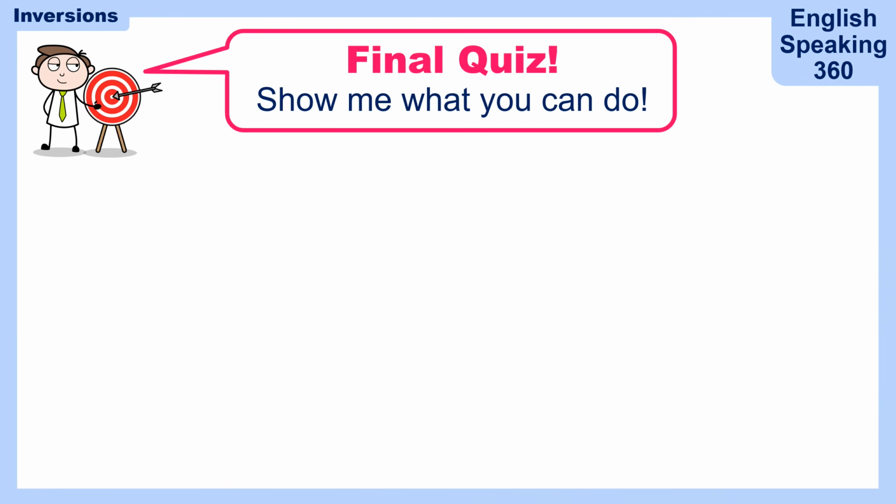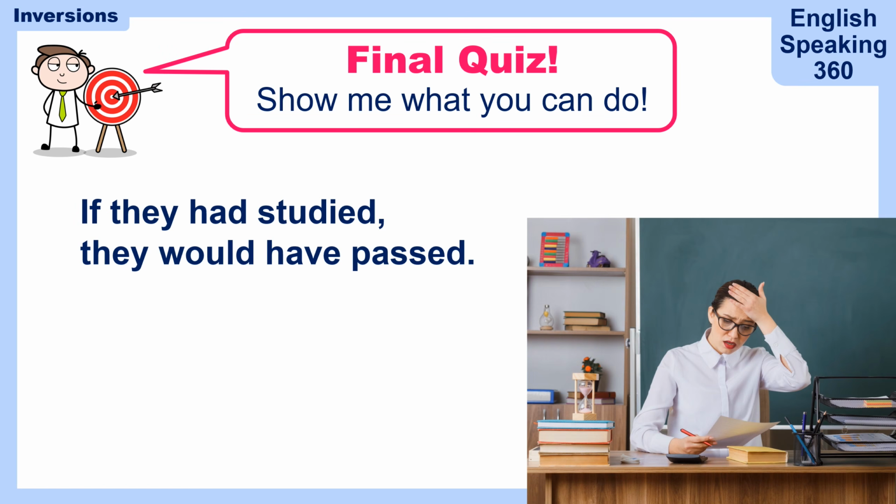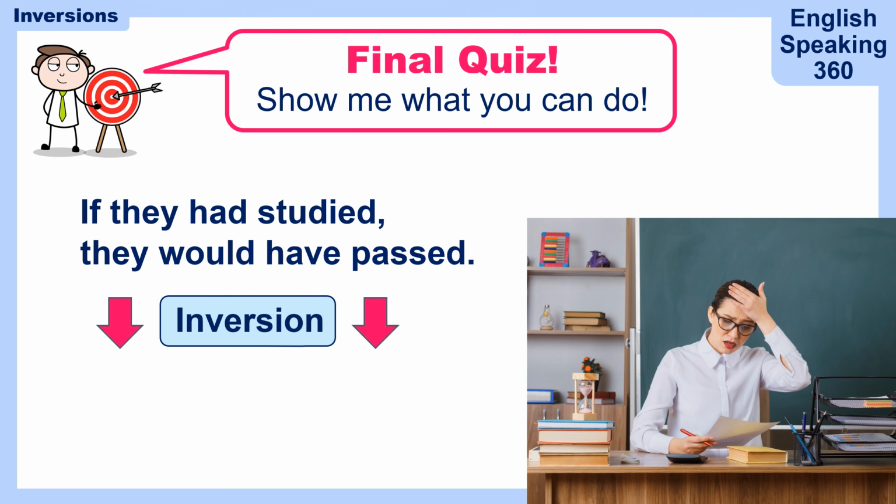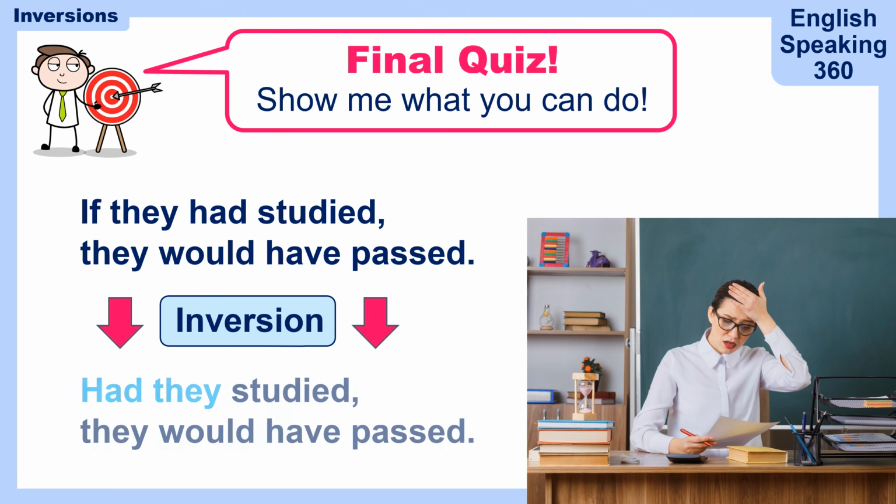Final quiz. Show me what you can do now. Let's go with question 1. If they had studied, they would have passed. Now the teacher is correcting tests and she's like, oh my gosh, my students did not study at all. But if they had studied, they would have passed. Now use an inversion. And in this case, remember it's a sentence with if, so you can remove the if. It would become, had they studied, they would have passed.